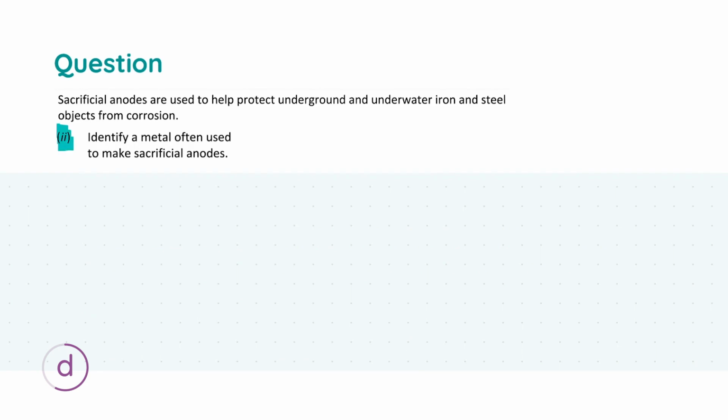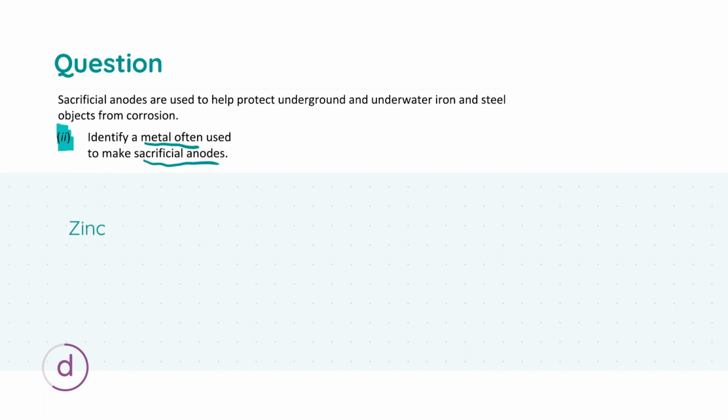Moving now on to part 2 here, we're going to be told about sacrificial anodes, and then we're going to be asked to identify a metal that is often used to make these sacrificial anodes. In this case, what you're going to be looking for is something that is very easily oxidized to make these anodes. You have a few choices, but I'm going to give you my main one now.